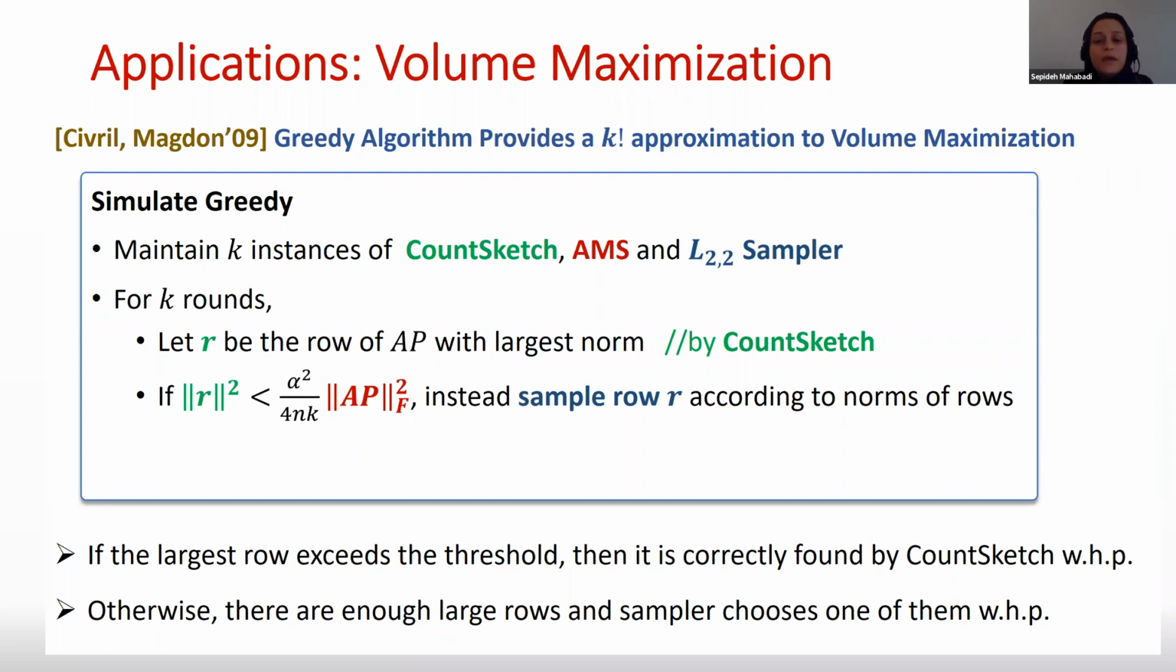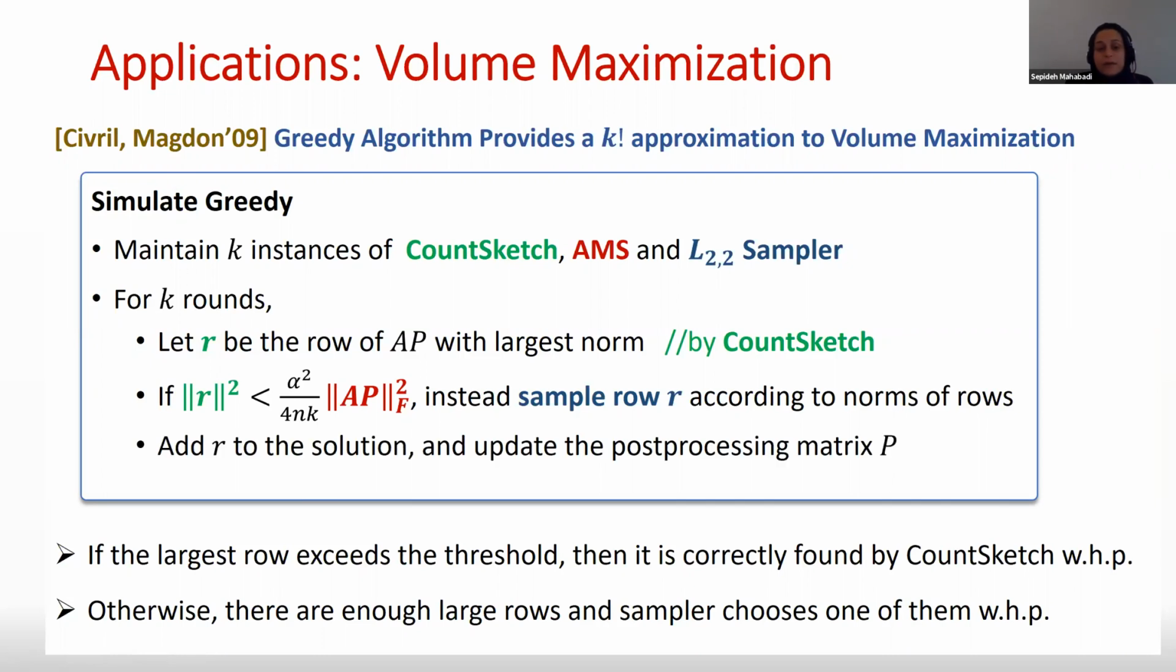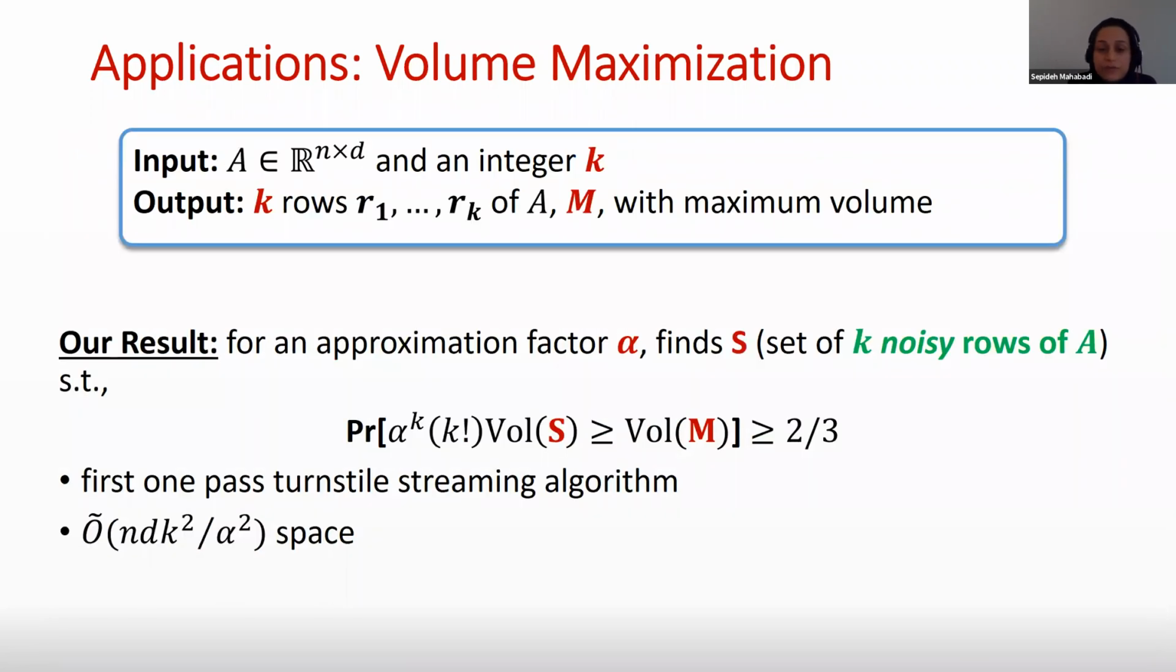So here we use the CountSketch, and in order to find the Frobenius norm of AP, we are going to use the AMS, and for sampling we are going to use our L2 sampler. So we find a row either by CountSketch or by our sampler, and then we update our matrix P, which is the matrix projecting away from what we sampled, using our sampled row R. And then we continue this process. This will give us an approximation factor of alpha to the k times k factorial for volume maximization. And again, this is the first one-pass turnstile streaming algorithm for the problem.